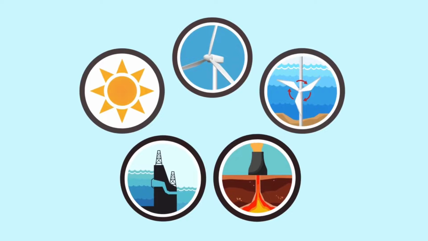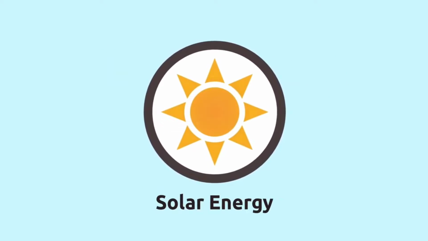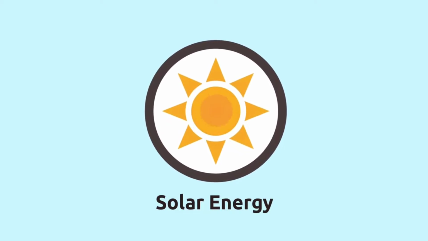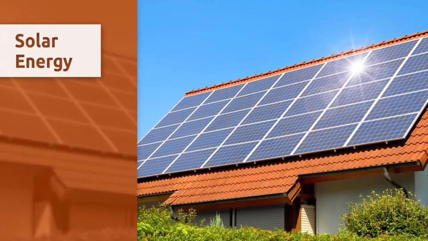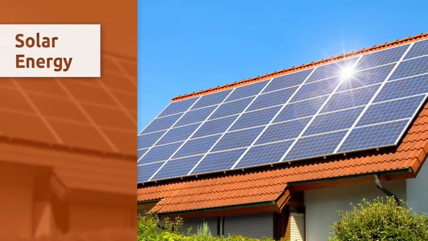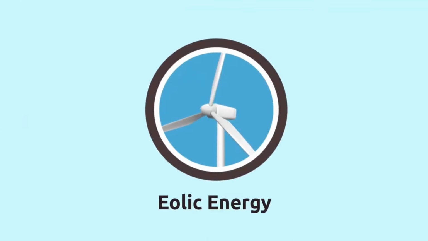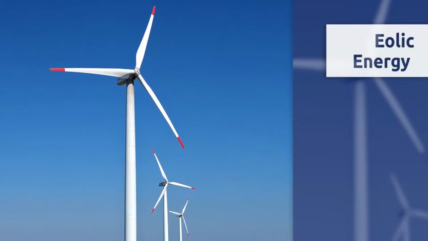These are some of the most well-known renewable energy types. Solar energy comes from the sun and reaches us as light and heat. For example, thanks to these solar panels, we can capture sunlight energy and transform it into thermal energy to heat water in this house. Eolic energy comes from the movement of air or the wind. For example, these windmills transform wind into electric energy.